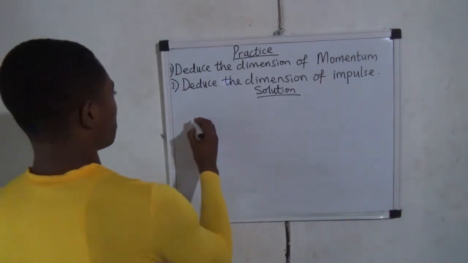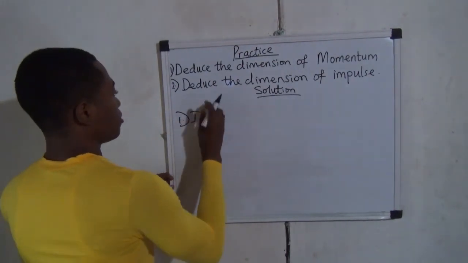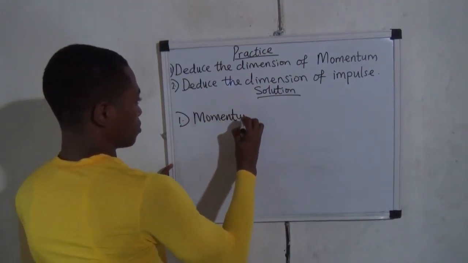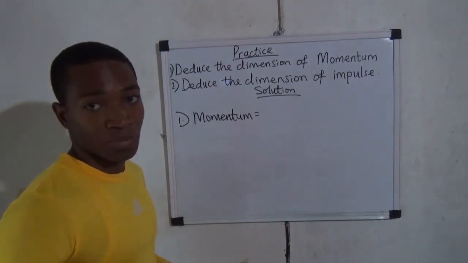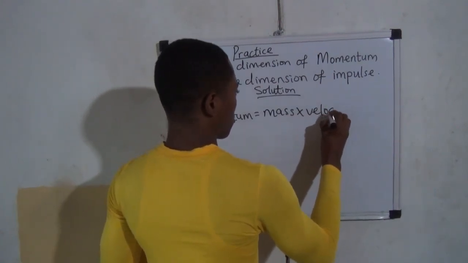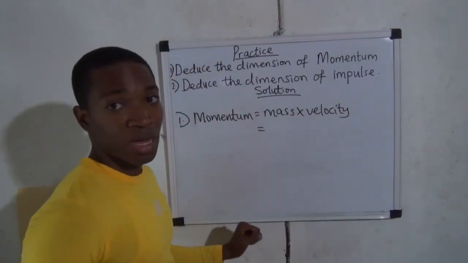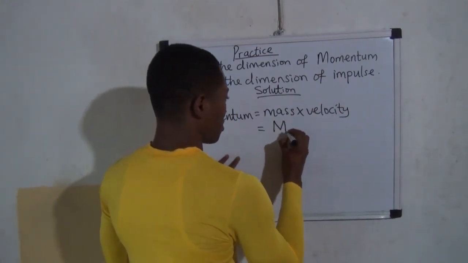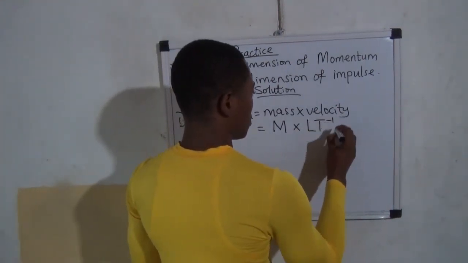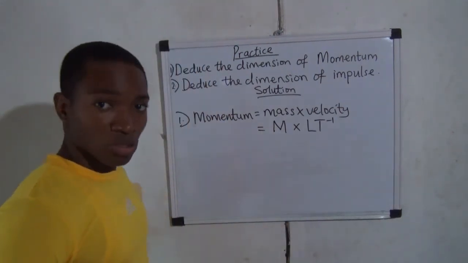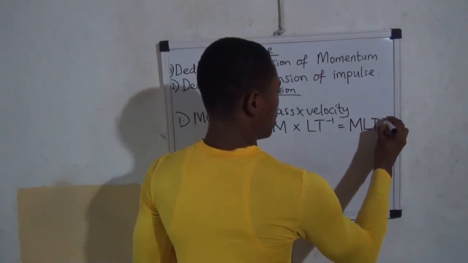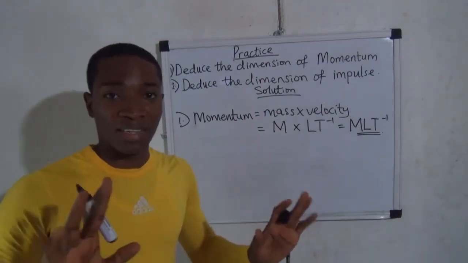Okay, this is the solution. Number one is momentum. What's the formula for momentum? Mass multiplied by velocity. What's the dimension of mass? Capital letter M. Dimension of velocity: LT raised to the power of minus 1. That is displacement divided by time. So when you combine this, you get M L T raised to the power of minus 1. Very easy.